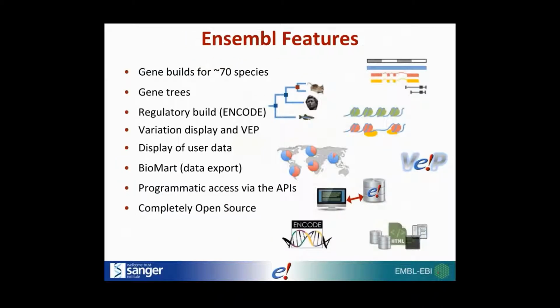So we have quite a lot of data in Ensembl. We have what we call gene builds, where we plot gene data onto the genome for about 70 species. We have gene trees which compare all of the genes that we've plotted onto all these species. We have a regulatory build, which incorporates data from places like ENCODE, Roadmap Epigenomics, and in future Blueprint, and the Variant Effect Predictor, which we'll be looking at today.